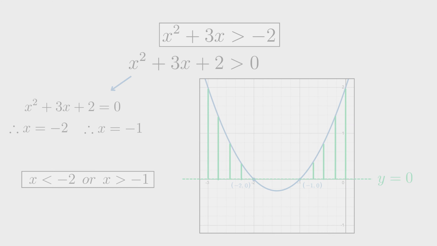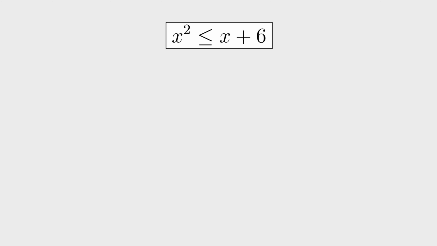Second example, x squared is less than or equal to x plus 6. Again, write the expression in standard form. Subtract x from both sides and subtract 6 from both sides too, and the sign stays the same. Now you have x squared minus x minus 6 is less than or equal to 0.